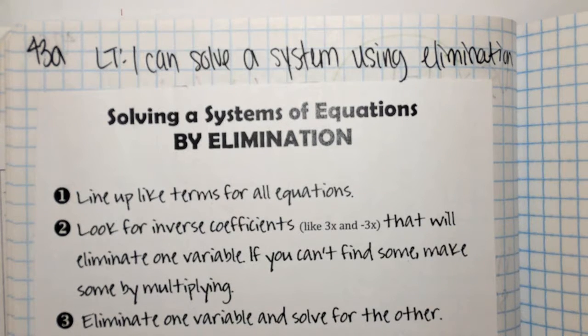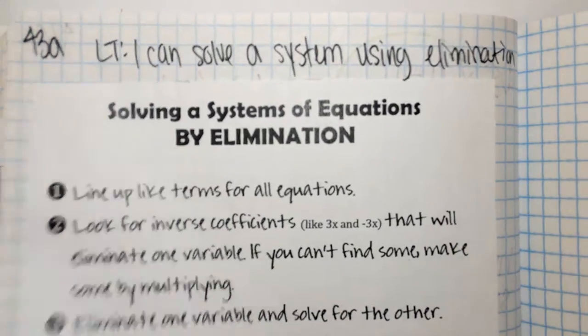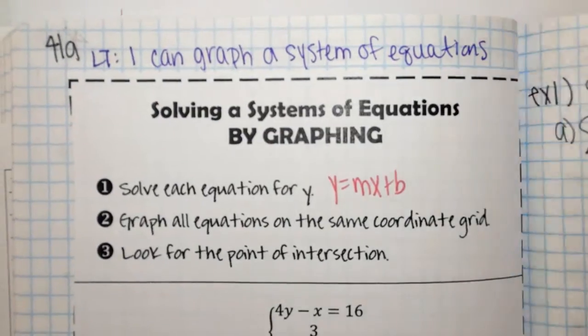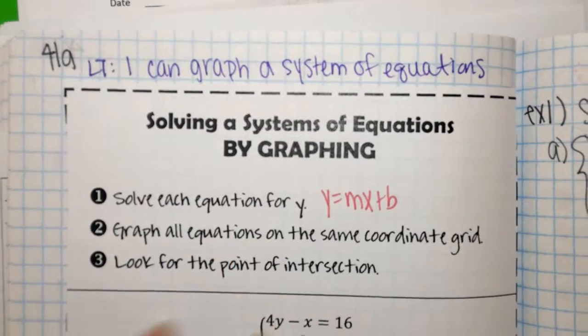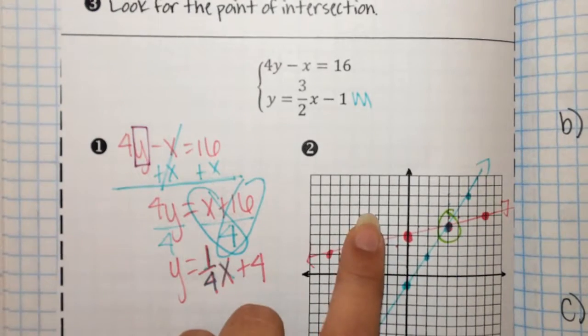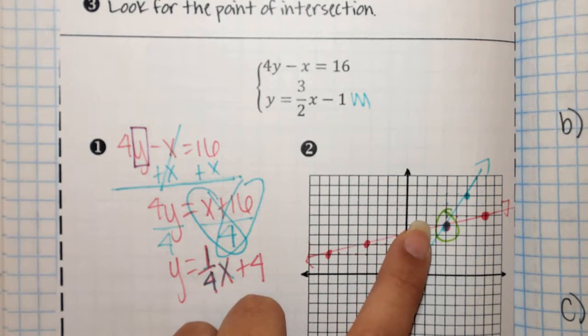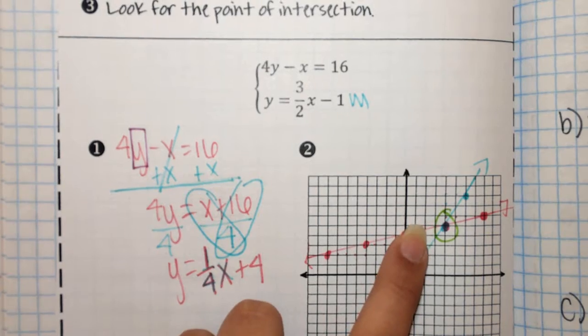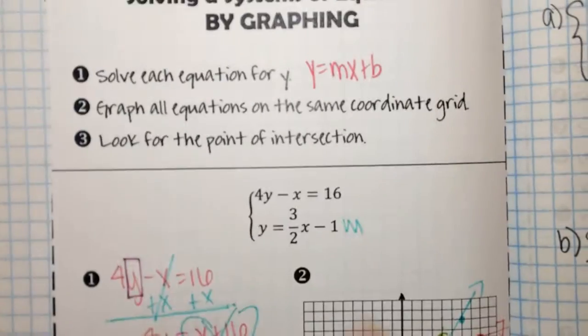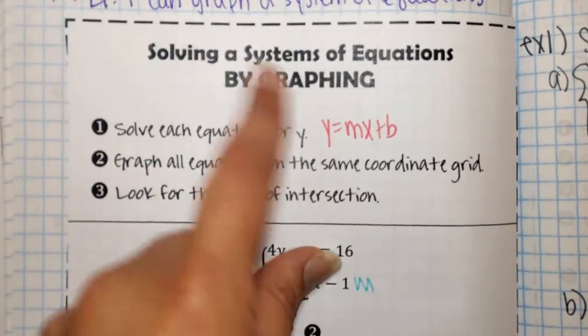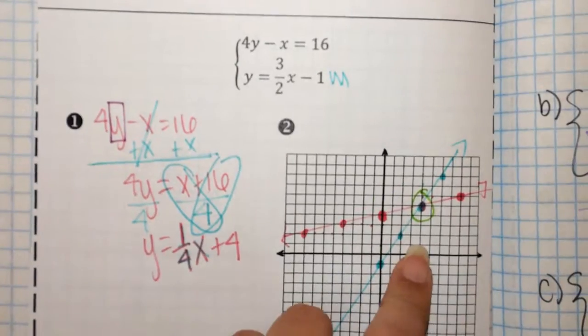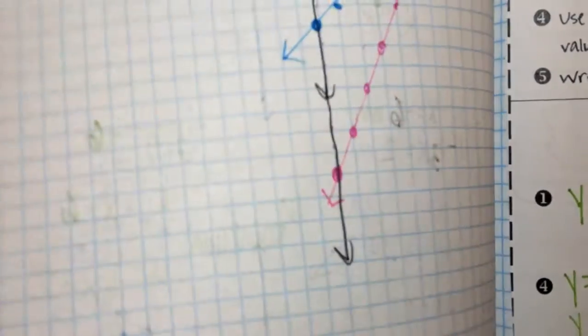This is not a trick question. When I asked you to graph a system of equations, what did we do? Guys, when I asked you to graph a system of equations, what did we do? We graphed. So when I ask you to solve by graphing, what do you have to do? Graph. Okay, we have to graph.